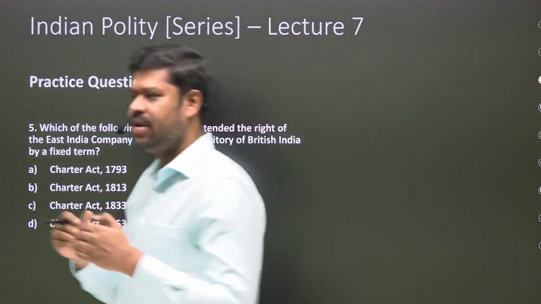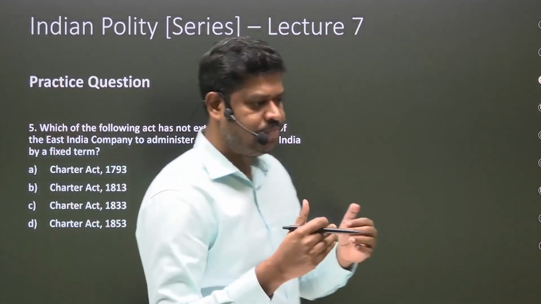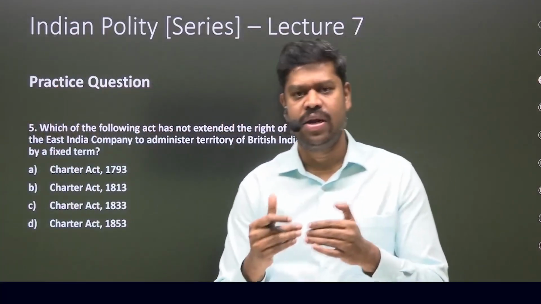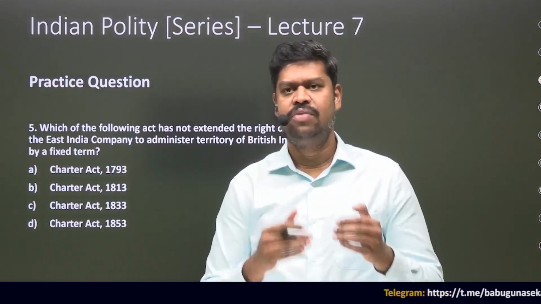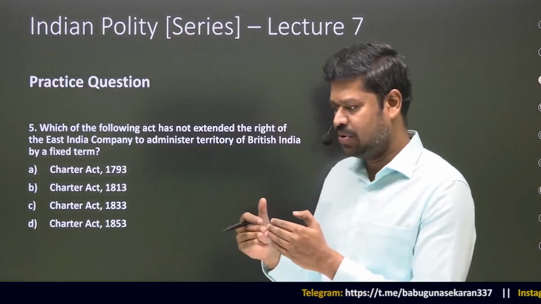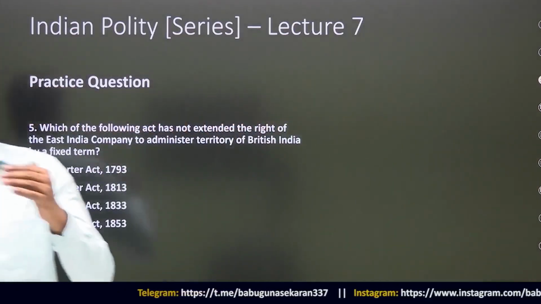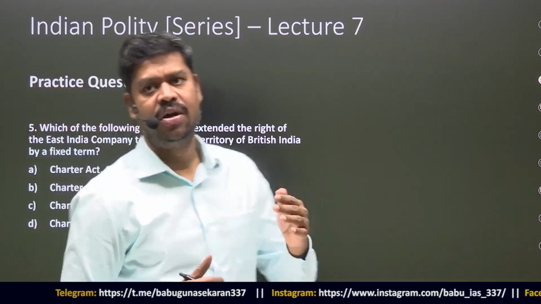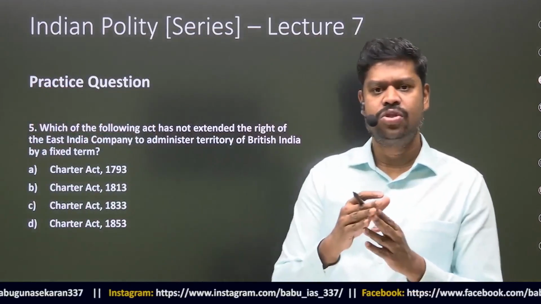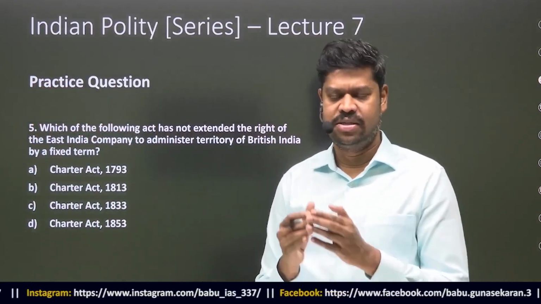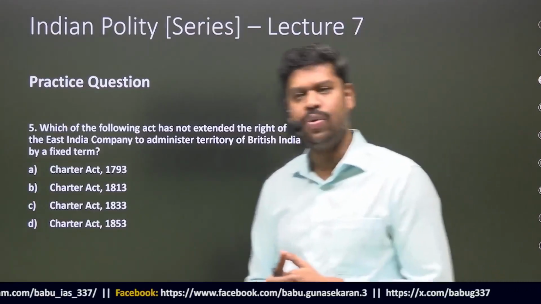And by various charter acts, the right was given to the company to carry out the administration in British India for a few more years. And we have seen a lot of charter acts which happened during what is called the company rule, starting from the Charter Act of 1793, the Charter Act of 1813, 1833, 1853. Almost all these charter acts extended the time for which the company could rule India by 20 years.